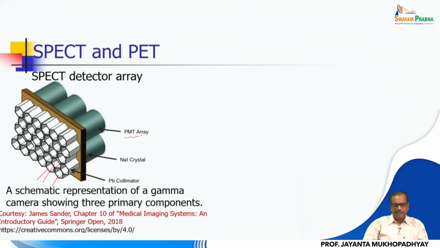So this is just a schematic representation of a gamma camera showing three primary components. One is the collimator, another is the NaI crystal, and the PMT array.